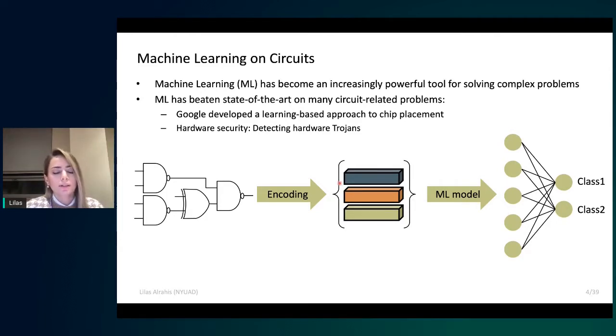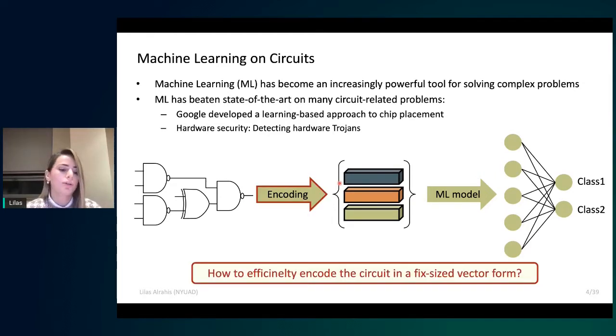So the way we started to use graph neural networks on circuits was that we had some interesting circuit-related task which we thought machine learning would be useful to solve. And then we started to think, how can we encode this complex circuit into a fixed-size vector form? How can we do this transformation automatically, by automatically extracting the features of the circuit?